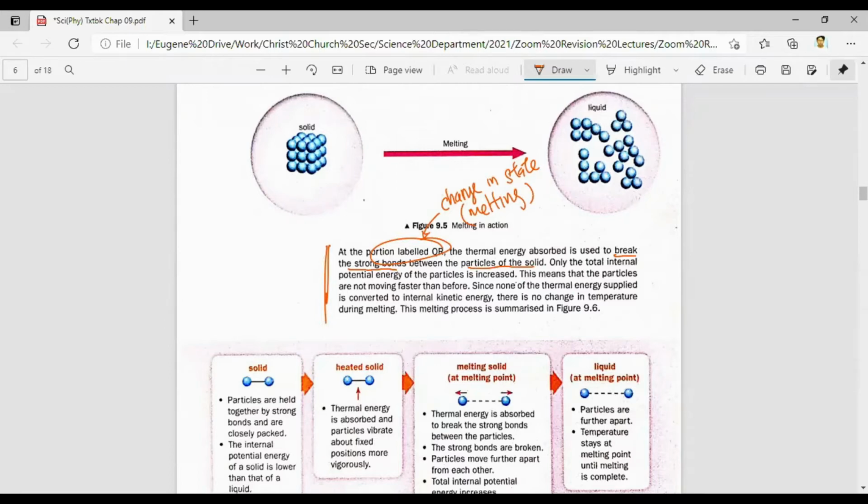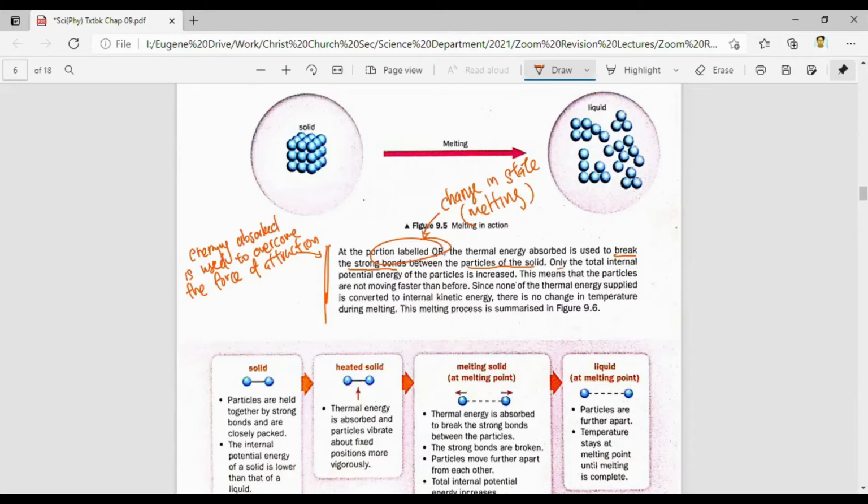So if I were to just get the key idea here, it is that the energy absorbed is used to overcome the force of attraction. Okay, so I'm just trying to generalize it. The thermal energy absorbed, so the energy that's being absorbed, is used to break the strong bonds. The bonds is actually the force of attraction. So energy absorbed is used to overcome the force of attraction.